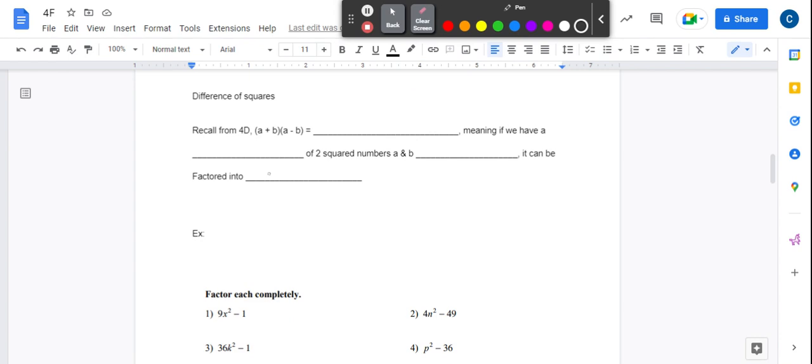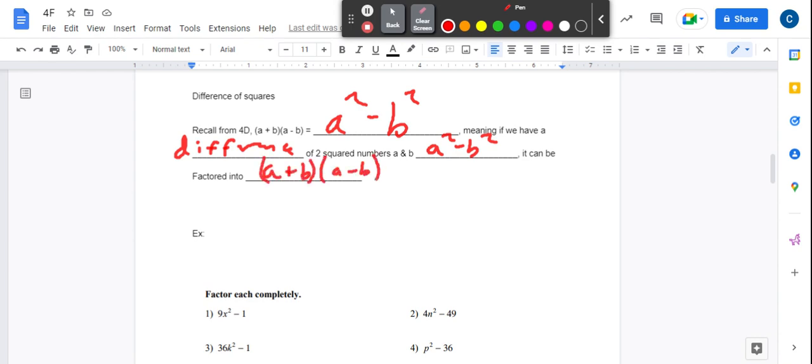So I gave you guys a few of these on the 4D notes. Recall from 4D, if we have a plus b times a minus b, that really gave us a squared minus b squared. Meaning if we have a difference of two square numbers a and b, which is really a squared minus b squared, we could factor it into a plus b times a minus b.